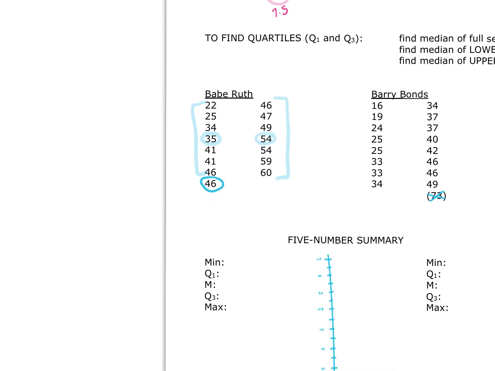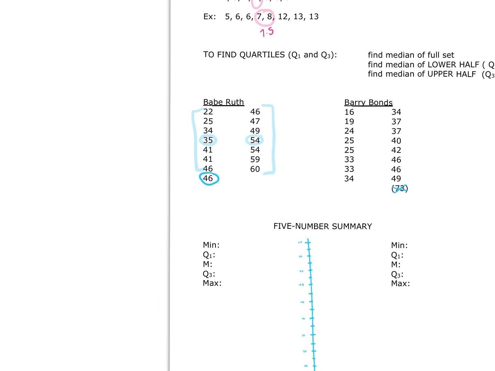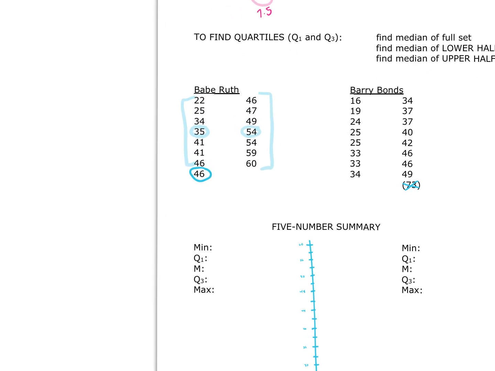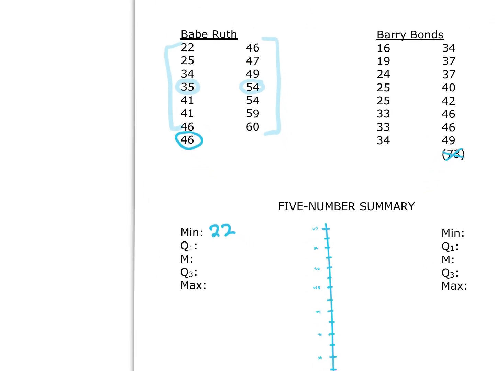So I want to make a list of what the 5-number summary is for Babe Ruth's data. So the minimum value is what? 22. Quartile 1 is 35. Median is 46. Quartile 3 is 54. And the max is 60.